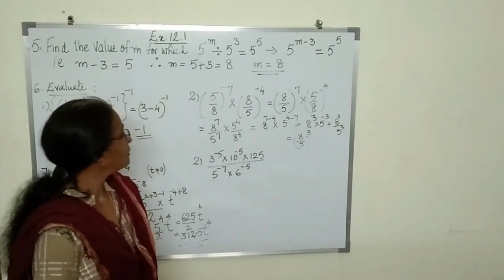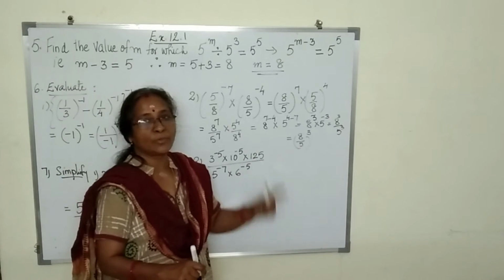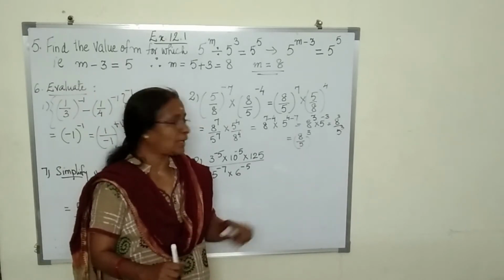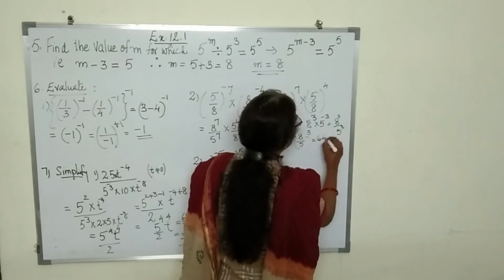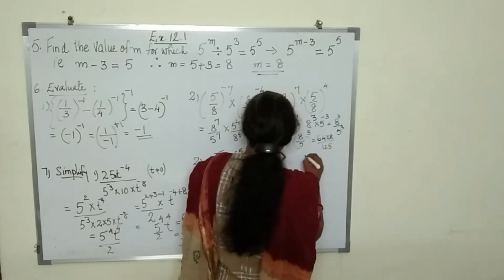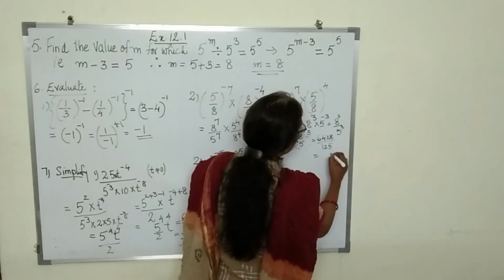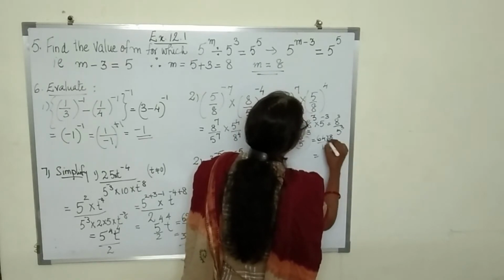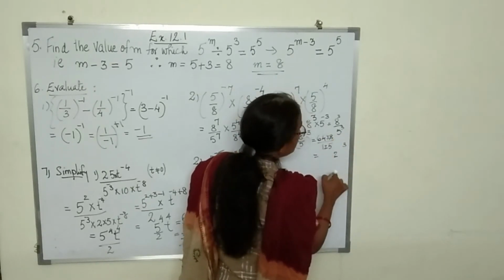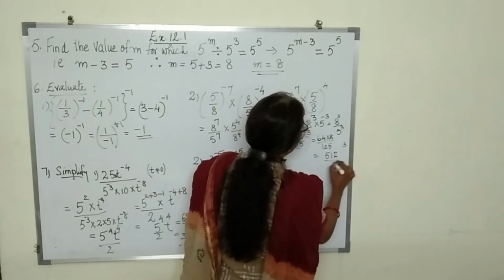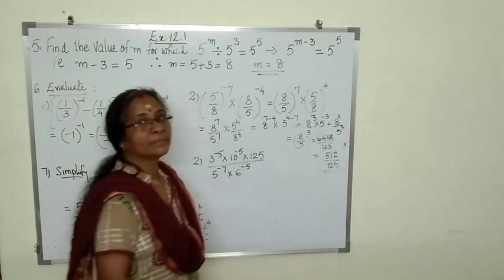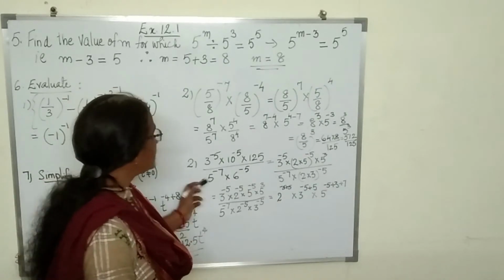If you wish to find out the value, you can find out 8 into 8 into 8 upon 5 into 5 into 5. 8 8s are 64 into 8 upon 125. What do you get when you multiply? 8 4s are 32, 8 6s are 48, 51. So 512 upon 125 will be your answer.